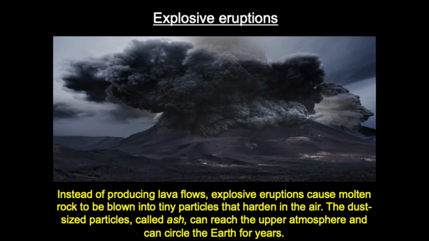Instead of producing a lava flow on the ground, explosive eruptions can cause molten rock to be blown into the air as teeny tiny particles, and they harden in the air into dust-sized particles, and we call that ash. Now this can reach the upper atmosphere and can circle the Earth for several years, and as a result can actually cool the Earth to an extent.